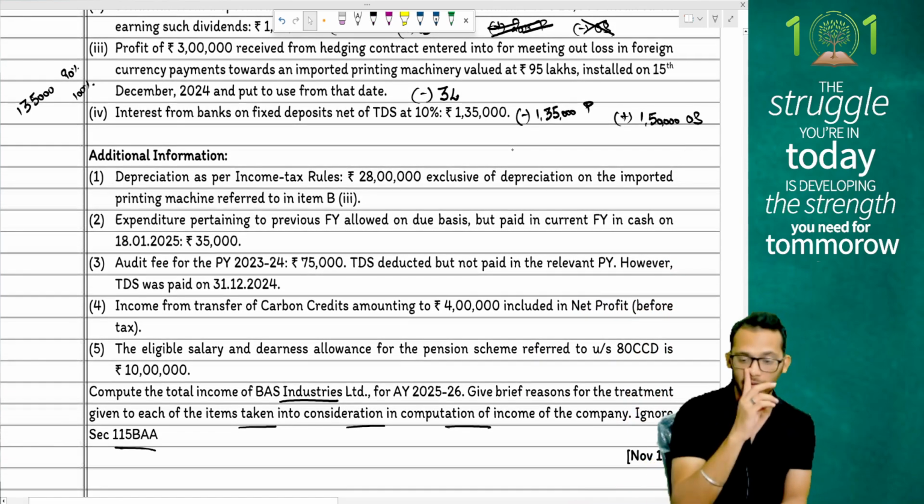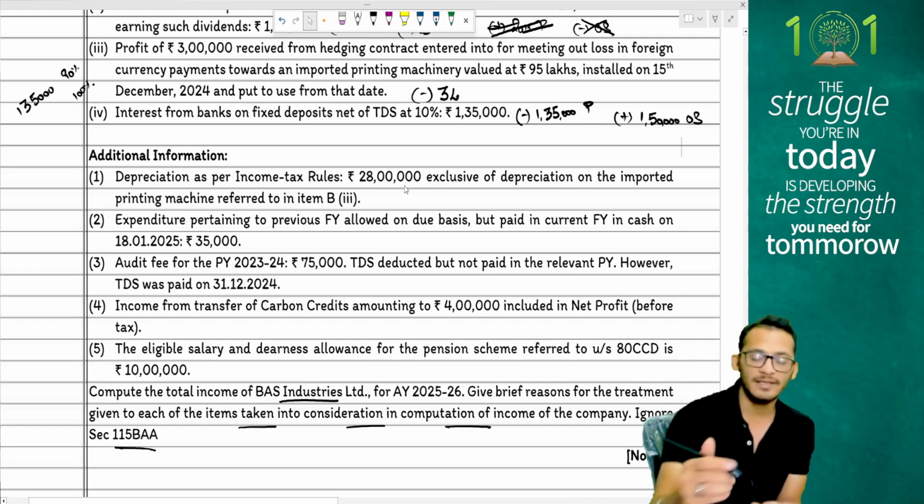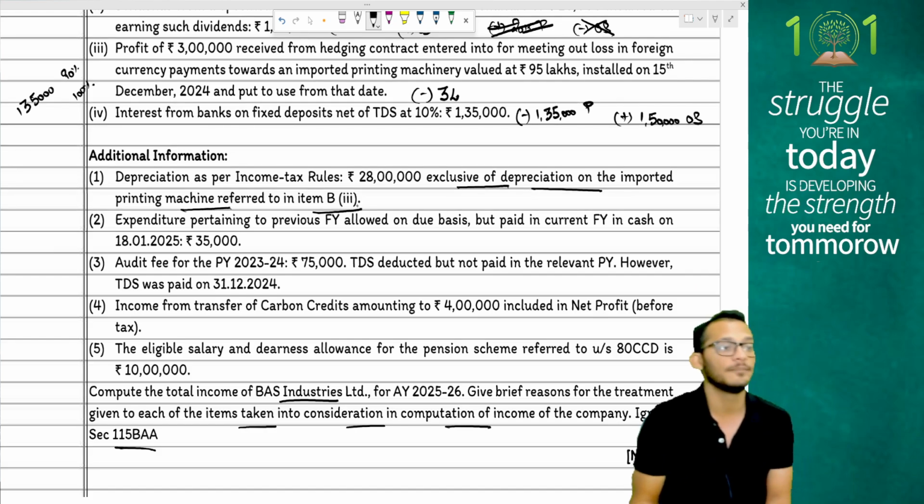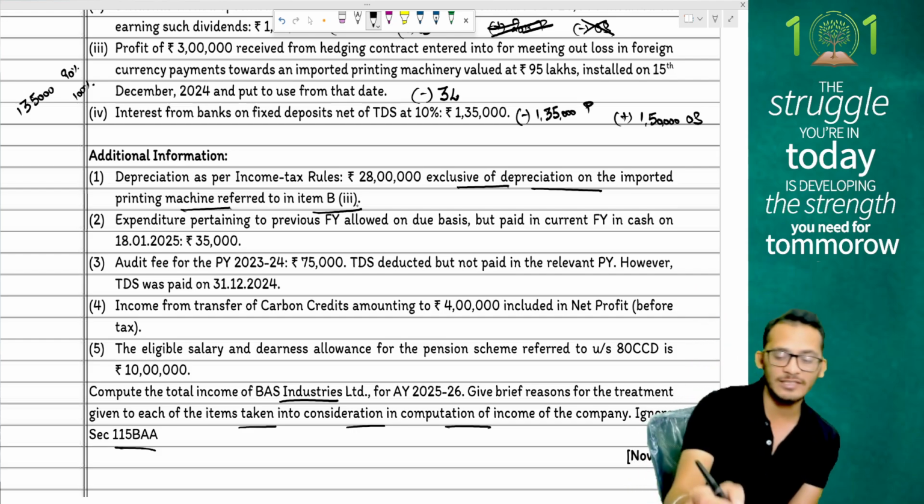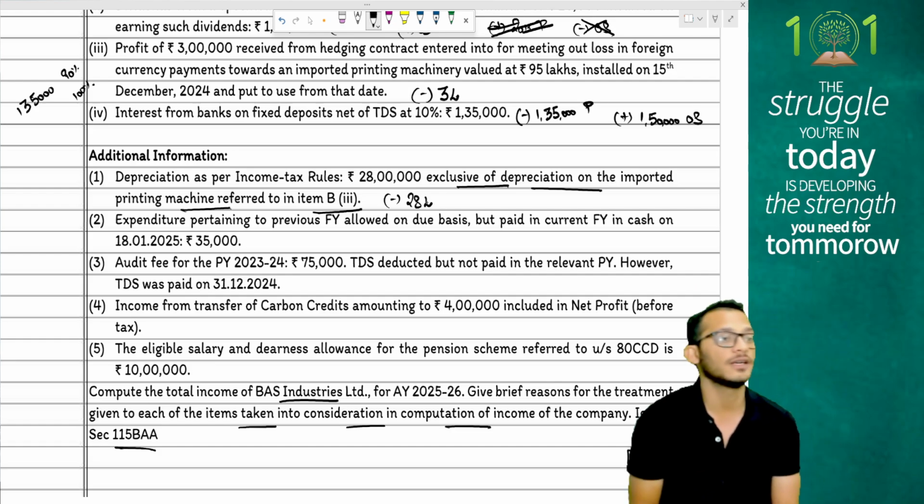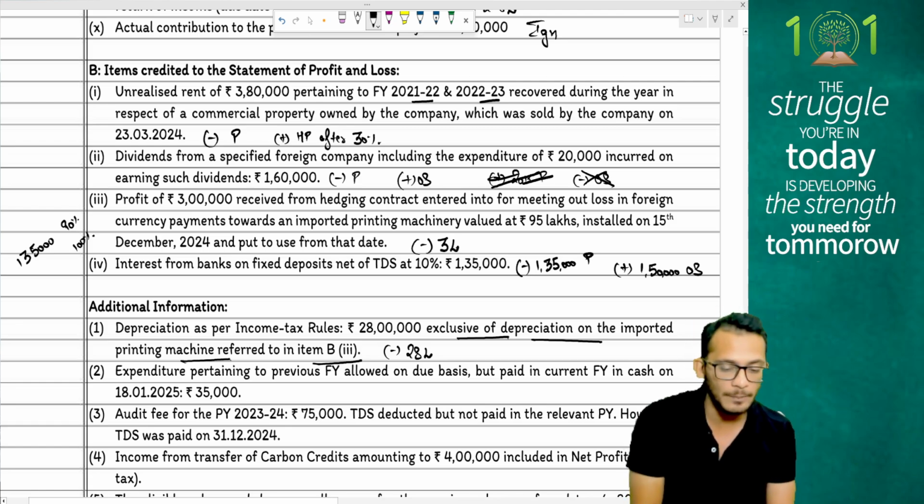Additional information is now given to you, people, which says depreciation as per income tax rules is 28 lakhs, but is exclusive of the depreciation on the imported machinery referred to in B3. So they have told you depreciation which I am giving you as per income tax is 28 lakhs, which you can claim. But for the asset referred on the top, I have not even considered any depreciation, which means I need to compute the depreciation, people.